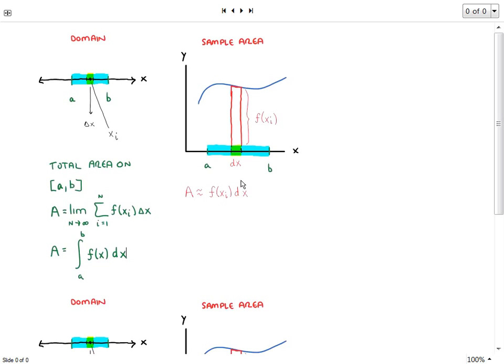Then what we do is we say the area is the limit as we let the number of rectangles go to infinity. So that's what this means: we're adding up all those rectangle areas until it goes to infinity. That turns into the integral from a to b of f of x dx. The key here is that f of x is actually coming from this, the f of x sub i, and the dx is actually this. So that's your height, that's your width.